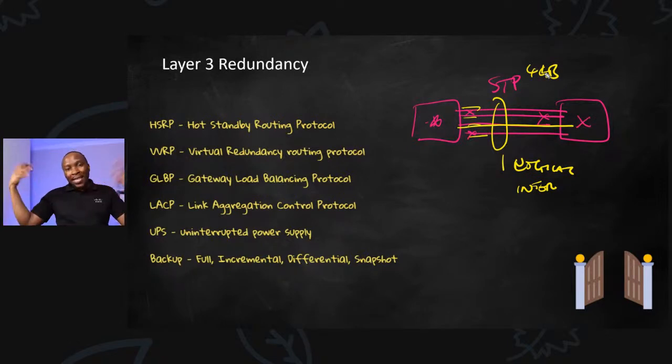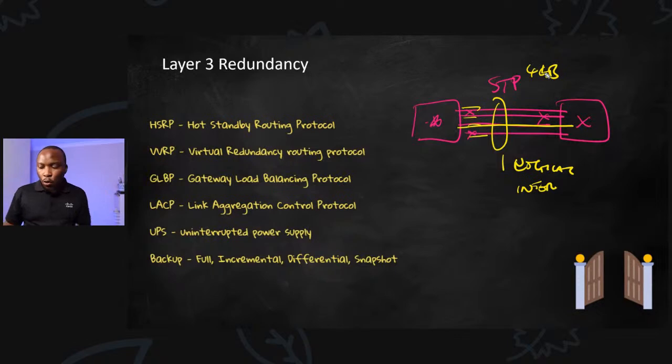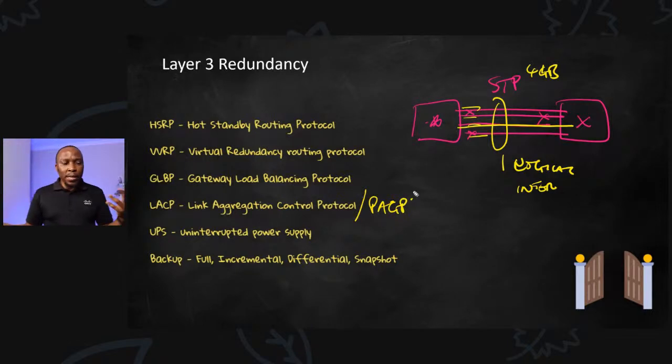So it is known as Link Aggregation Control Protocol. The Cisco version is known as PAgP, but in Network Plus, you don't focus on that. You focus on LACP because it is the vendor neutral alternative.